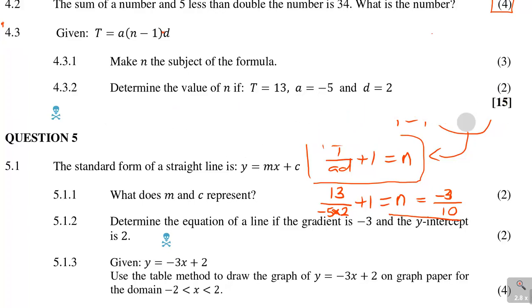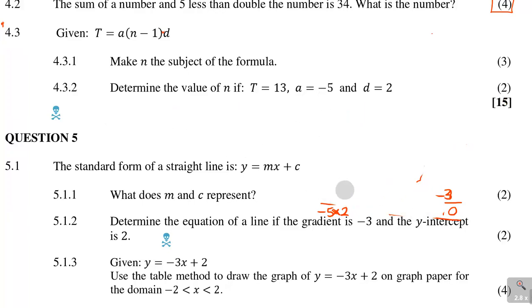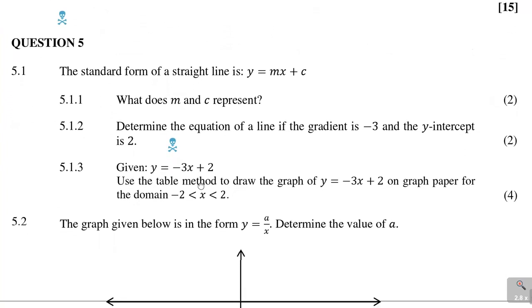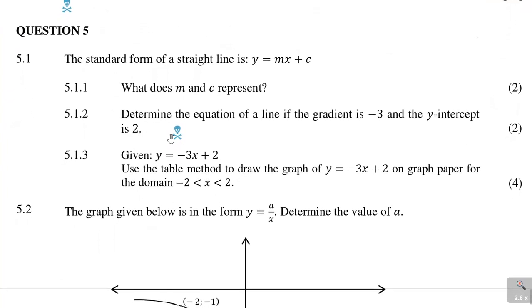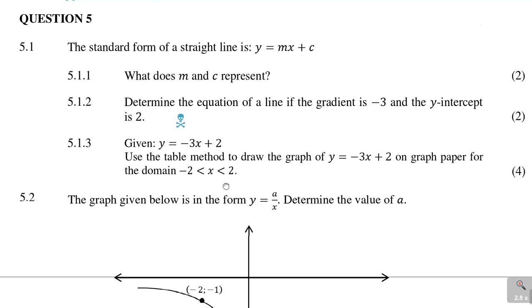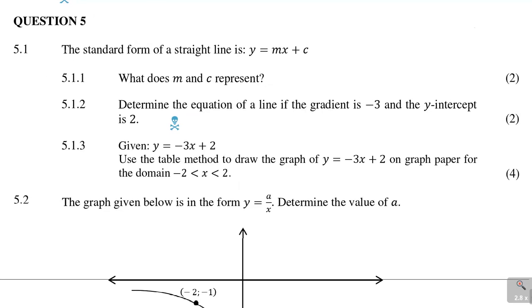Now let us look at question 4. Let us look at question 5. And question 5 here is focusing on graphs. We just did equations. If I look at question 5, it says the standard form of a straight line is y is equal to mx plus c. So this section is on graphs. It asks, what do m and c represent?